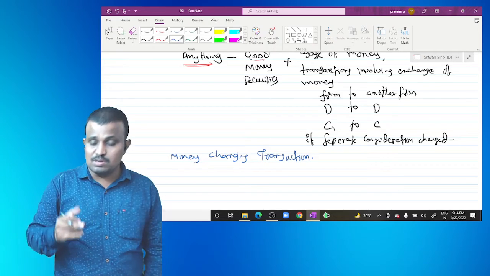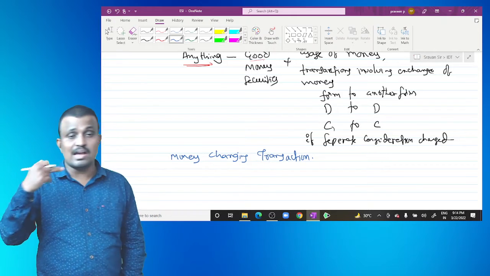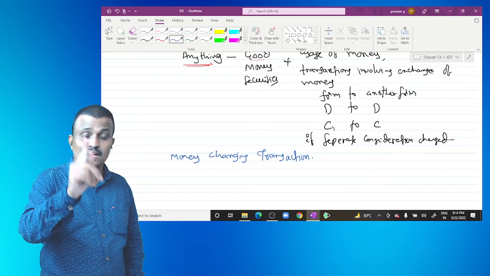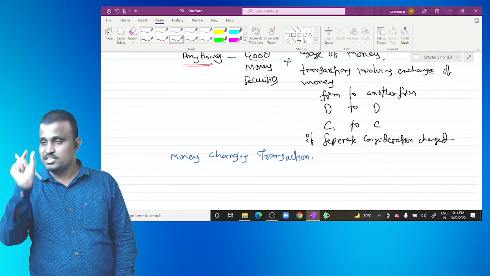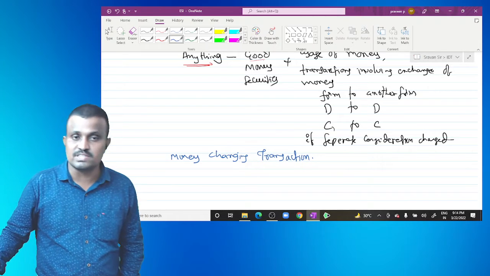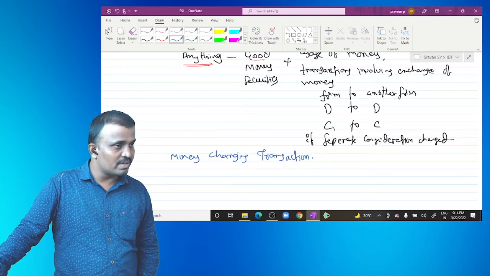While repaying that amount, you need to pay 10 lakhs along with interest. The 10 lakh is said to be a money changing transaction. Interest is said to be a service.